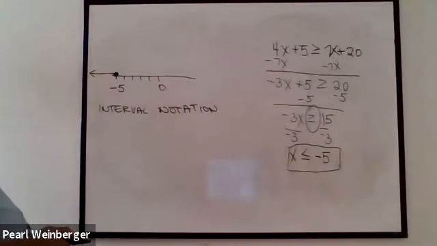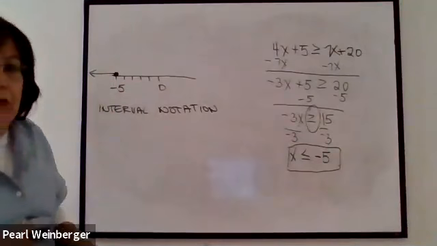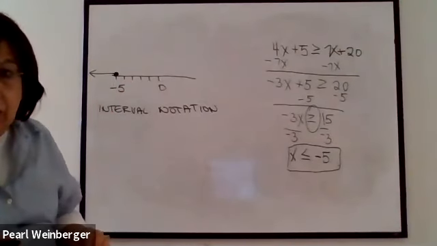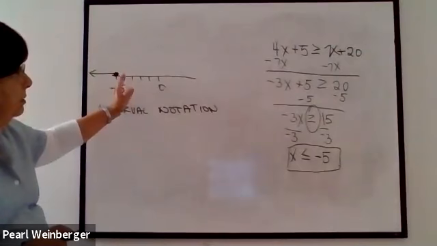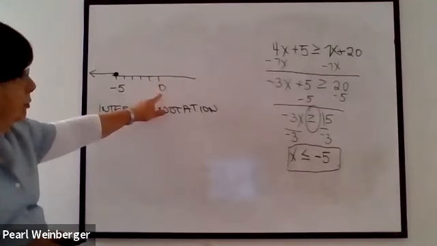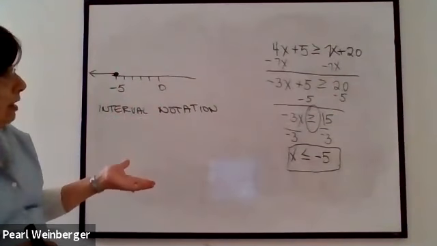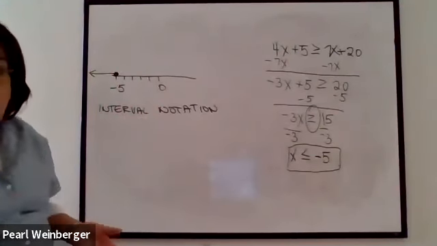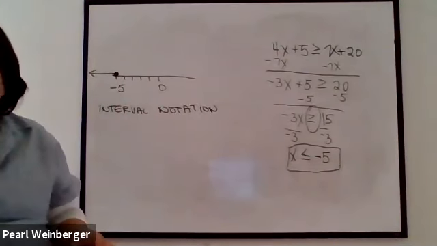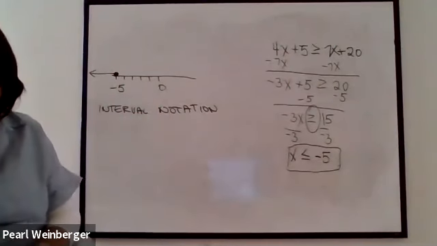Notice this is saying if you started all the way out at -infinity and went all the way till -5, including -5, any one of those numbers would be a solution to the inequality. What isn't a solution? Anything to the right of -5. In other words, 0 doesn't work, because if I put in 0 for x, I'd get 5 greater than or equal to 20. That's not true. So any number less than -5 works. Any number greater than -5 doesn't work.